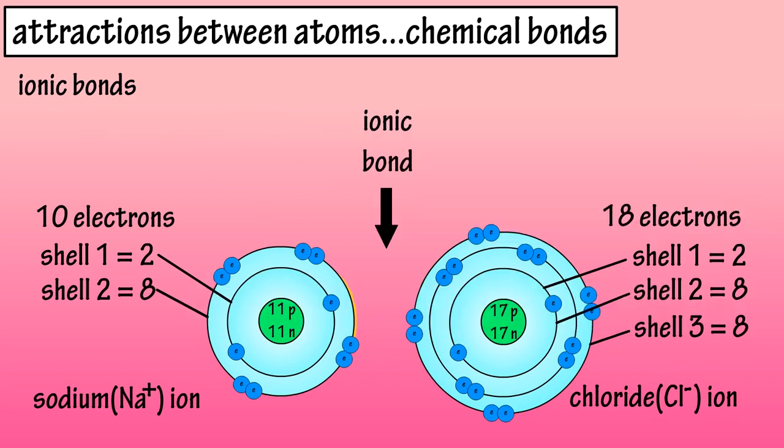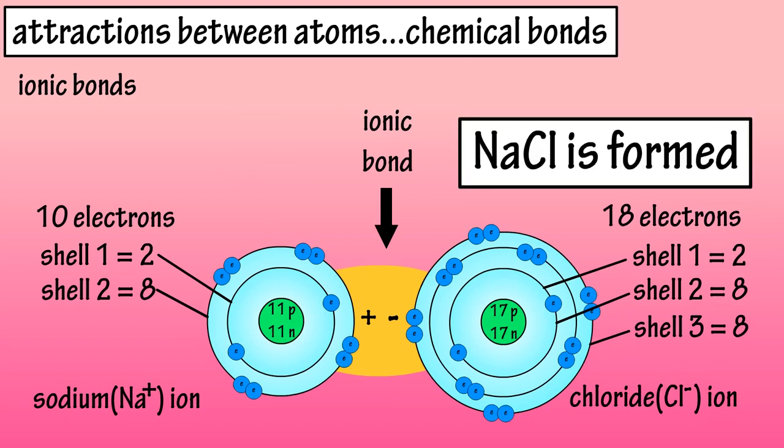The positively charged sodium ion is now attracted to the negatively charged chloride ion, and NaCl, or table salt, is formed. This is an ionic bond. So, ionic bonding is when an electron transfer takes place and generates two oppositely charged ions.